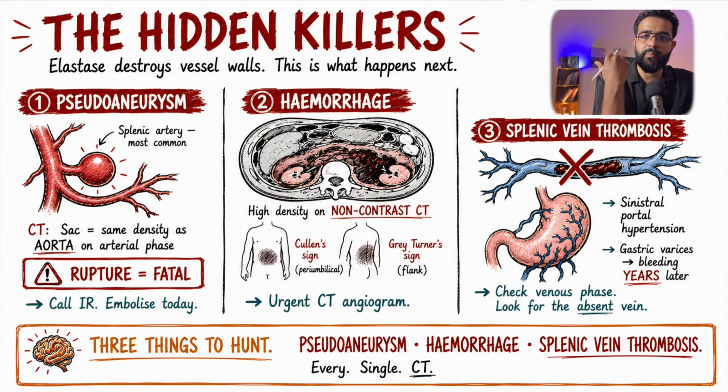Number 4, the vascular complications. These are the hidden killers. Elastase does not care about the vessel wall. It digests it. Result, pseudoaneurysm, hemorrhage, venous thrombosis. The pseudoaneurysm most commonly in the splenic artery, also the gastroduodenal and hepatic artery.